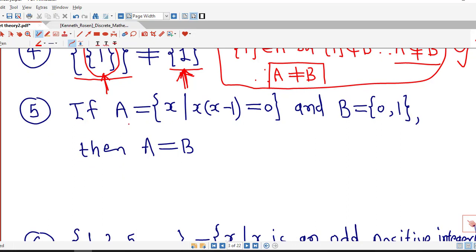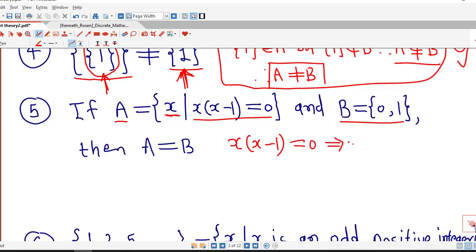If we consider these two sets, set A is those elements x which are solution of this equation, x into x minus 1 equal to 0, and set B is set containing 0, 1. Now to write down the elements of set A, first we find out solution of this equation.